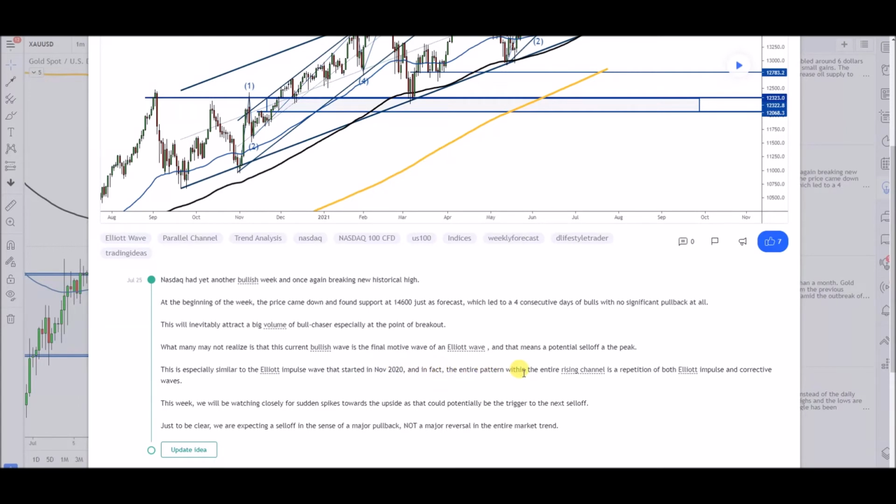And in fact, the entire pattern within the entire range channel is a repetition of both Elliott impulse and corrective waves. And so this week we'll be watching closely for sudden spikes towards the upside, as that could potentially be the trigger to the next sell-off. But just to be clear, we are expecting a sell-off in the sense of a major pullback, not a major reversal in the entire market trend or a market crash, right? I think that will still be some time away, so do be clear about that.